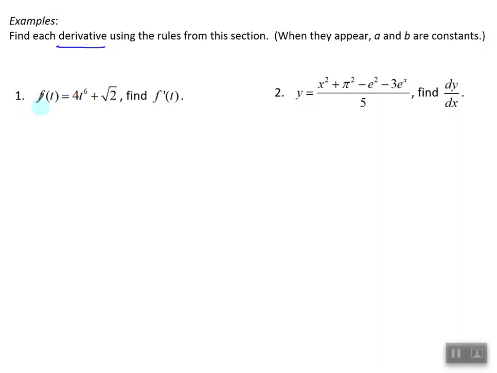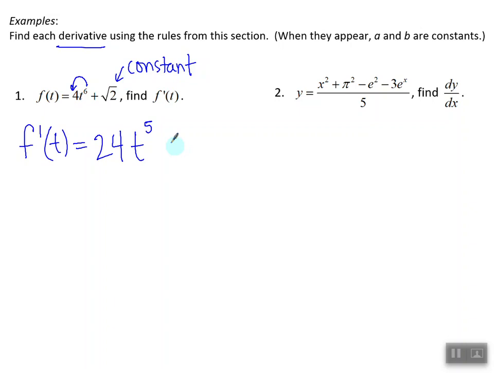Number 1, the function f of t equals 4t to the 6th plus square root of 2. Find f prime of t. This is prime notation telling us to take the derivative of f of t. F prime of t equals, we use our power rule for this one, multiply the 6 to the 4, 24, t, subtract 1 from the exponent makes 5. Square root of 2 is a constant. So we don't have to really think about that one. That derivative is 0. Now, of course, I don't usually write plus 0. I would just write 24t to the 5th.